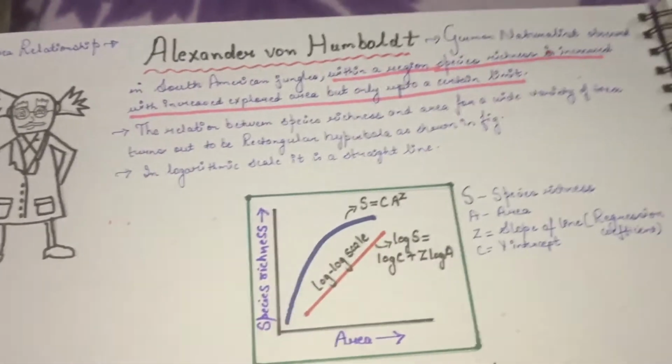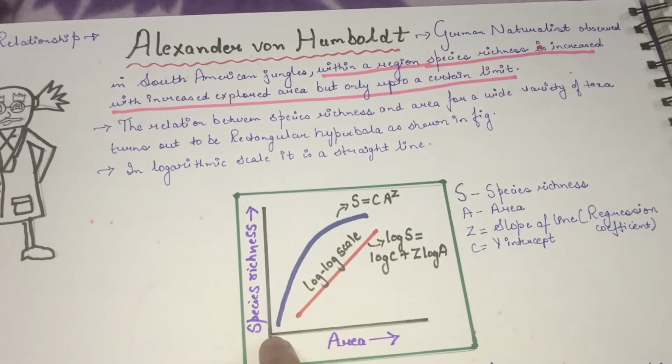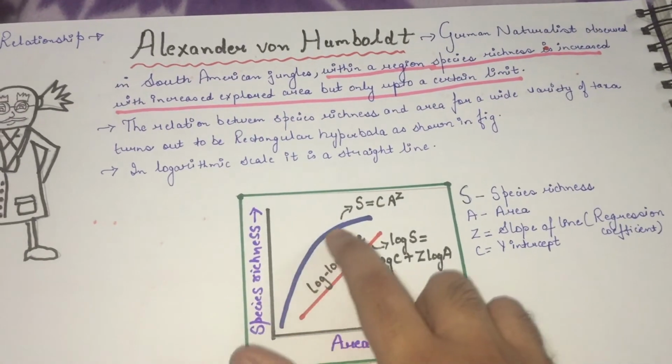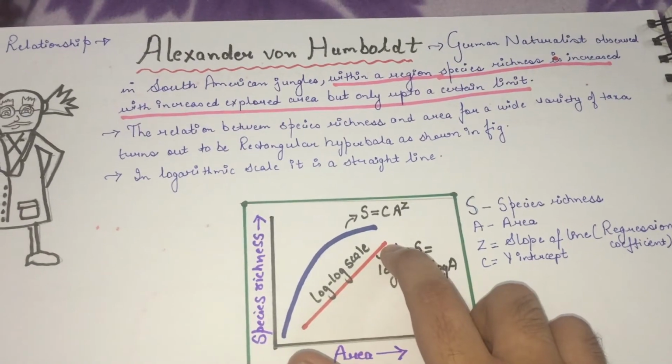So I hope you have understood. Alexander von Humboldt, he gave the graph between species richness and area, which turned out to be a rectangular hyperbola, and on a log scale it turned out to be a straight line.